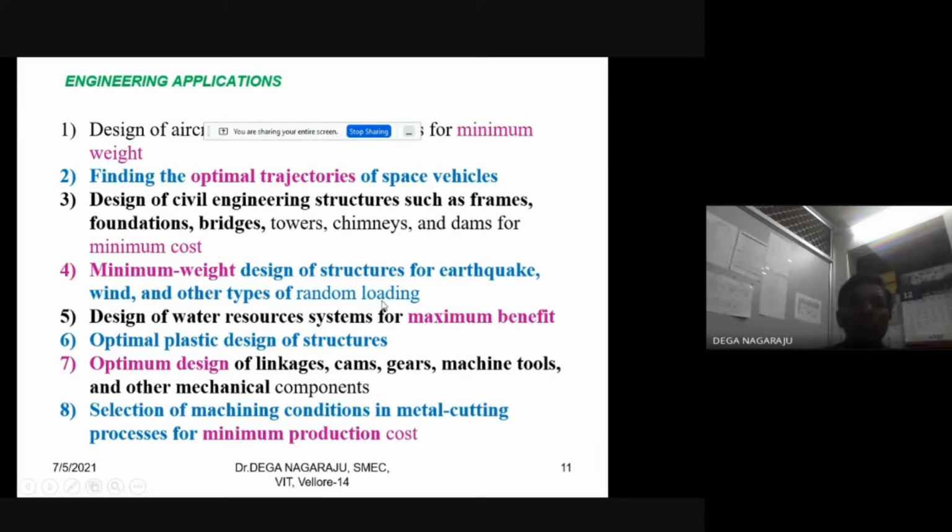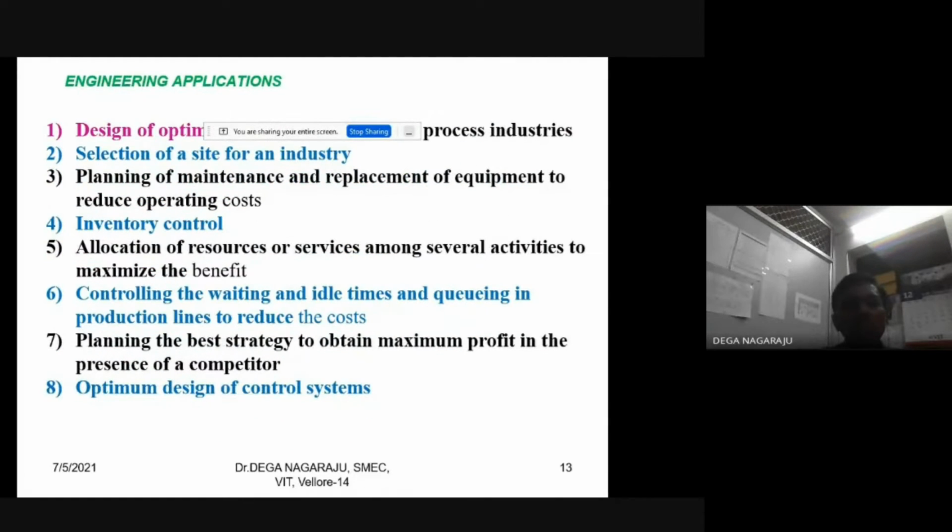And from the current slides, in various different domains of engineering, we see the various dimensions in which optimization plays the crucial role. In certain aspects for efficiency maximization, in certain aspects for cost minimization, in certain aspects for weight minimization. In such a way, in different perspectives, optimization plays the crucial role.